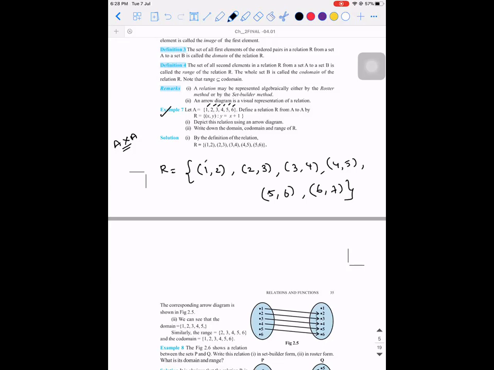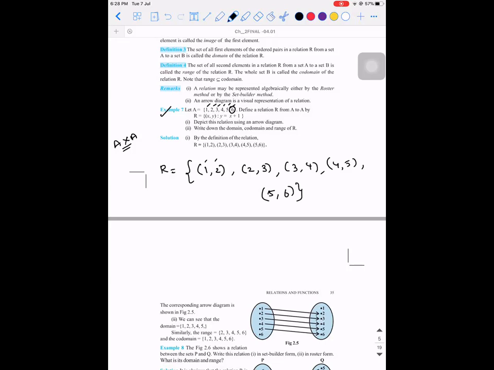Here, 1 and 2 both should come from which set? What is the input set and the output set? Both are the same set A. So the set A does not have 7 in it, so we are not supposed to include (6, 7). Don't write that, it will go wrong. So this is the relation.